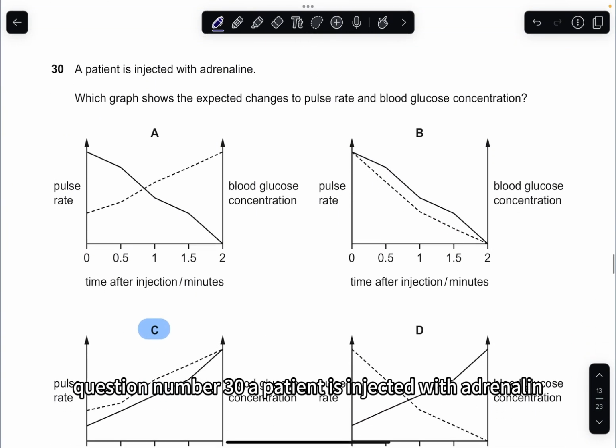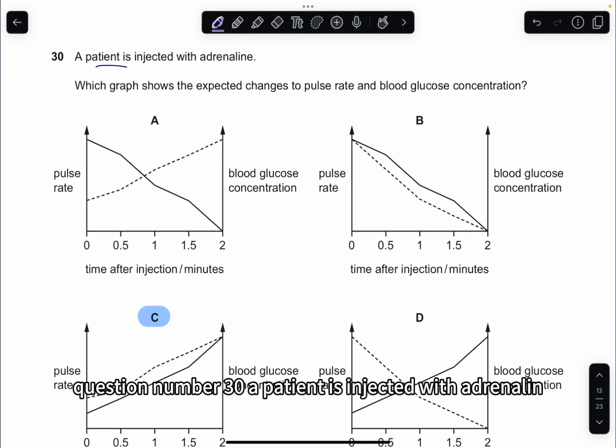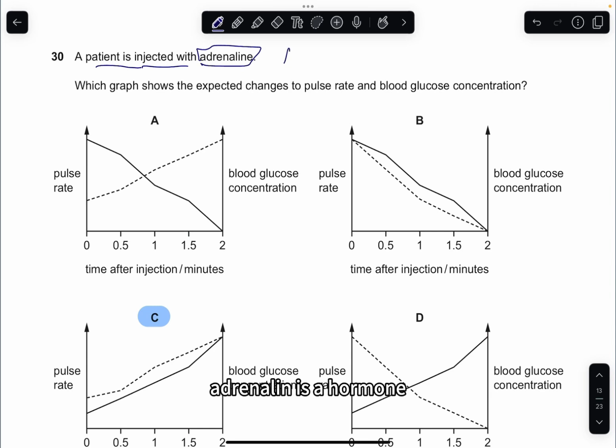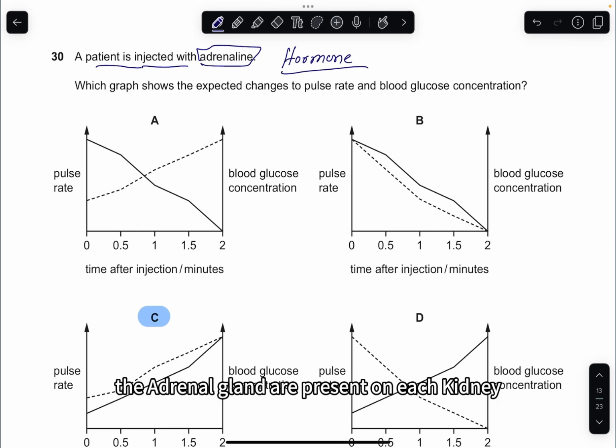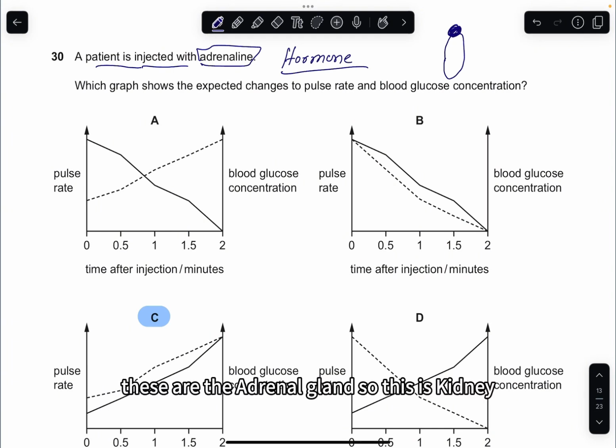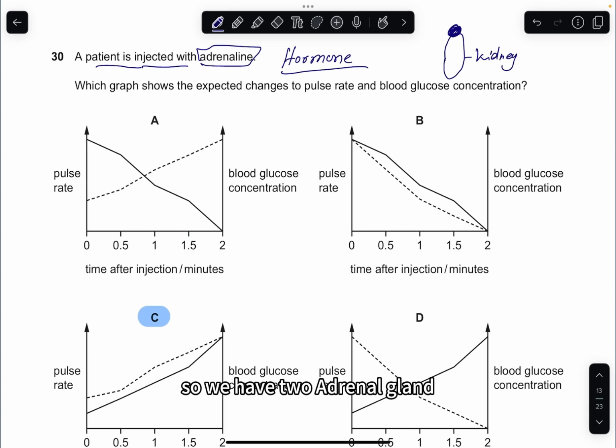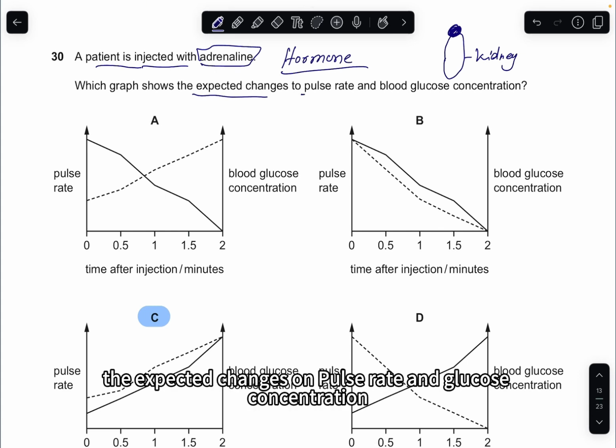Question number 30. A patient is injected with adrenaline. Adrenaline is a hormone that is produced by the adrenal gland. The adrenal glands are present on each kidney. These are the adrenal glands. So this is the kidney. We have two adrenal glands on two kidneys, and which graph shows the expected changes on pulse rate and glucose concentration?